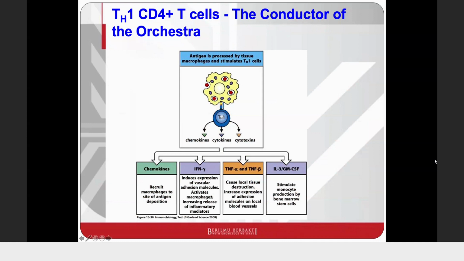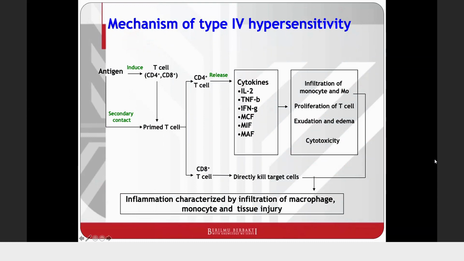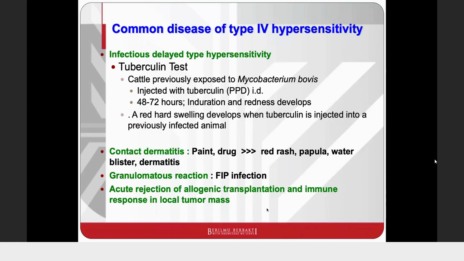So you have the antigen, for example just now silver or tuberculin, which will cause T cell activation. They will release all the cytokines and then you will see the effect. They can also activate CD8 cells, which will cause target cells to be killed, causing apoptosis. And then you can see all this reaction, which is actually inflammation, characterized by the infiltration of macrophages and monocytes and also tissue injury. All right, so these are tuberculin tests.